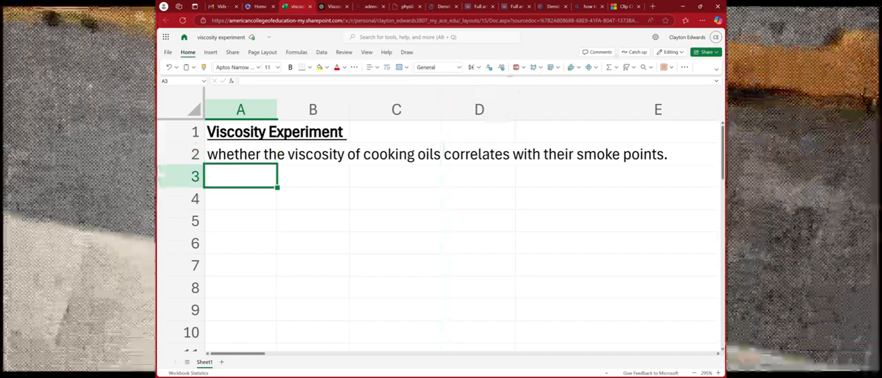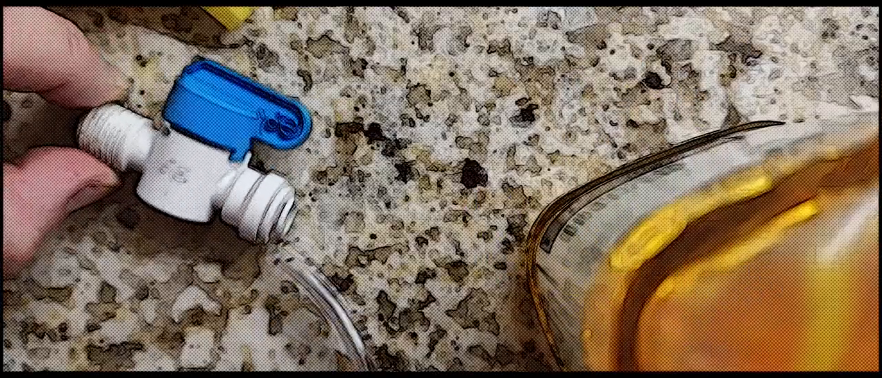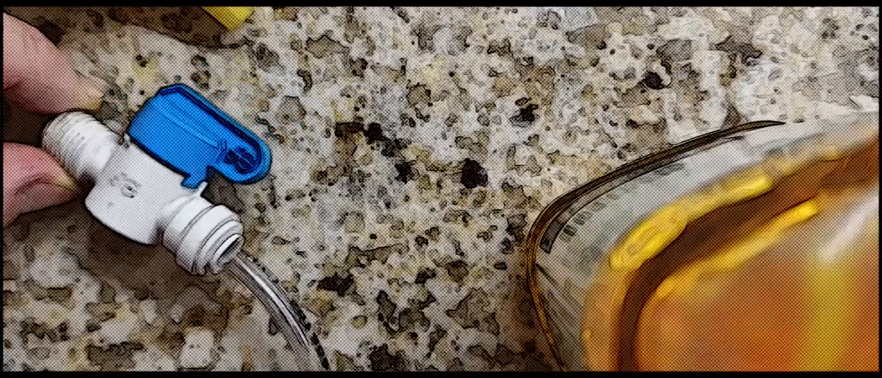Like me, you've been wondering if the smoke points of your cooking oils are determined by their viscosity. Let's build a viscometer and find out. You'll need some small diameter clear piping, a small funnel, and some way to mount it vertically. It'll take some trial and error to get it all together.